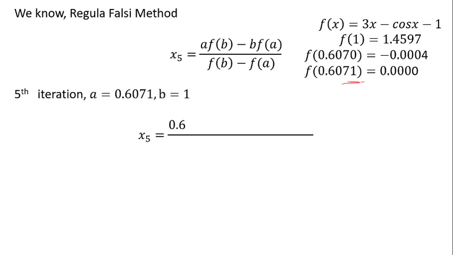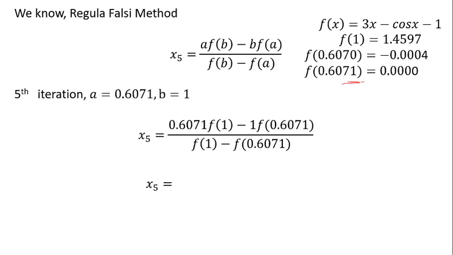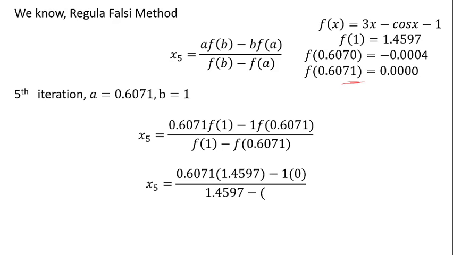A into f of b, so a is 0.6071 into f of 1, minus b, which is 1, into f of a, f of 0.6071, divided by f of b, so f of 1 minus f of a, f of 0.6071. Now put the value of each term. So what will you get? X5 is equal to 0.6071 into f of 1, which is 1.4597, minus 1 into f of 0.6071, which is 0, divided by 1.4597 minus f of 0.6071, which is 0. If you calculate this value, finally we get x5 is equal to 0.6071.